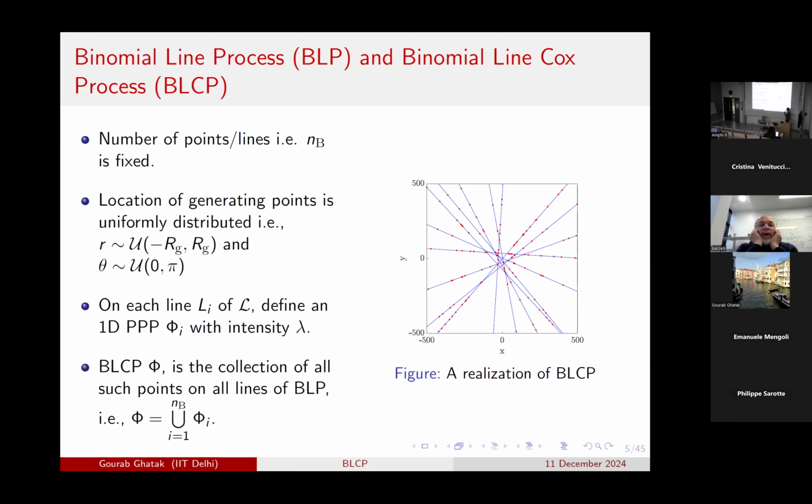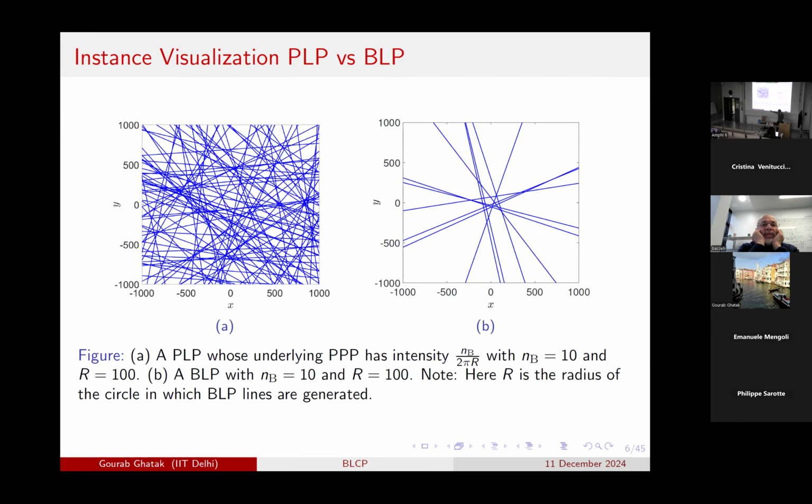On each line, we can model locations of lampposts, vehicles, base stations or cars, whatever, by using independent Poisson point processes on each line. The structure that we have, as a union of all such points, is called a binomial line Cox process, similar to the Poisson line Cox process. This is one kind of realization. This is a Poisson point process with an underlying intensity matched to roughly the intensity of this binomial line Cox process, where we have a fixed number of lines in a fixed area, which is N_B by 2 pi r. So we have these kinds of structures.